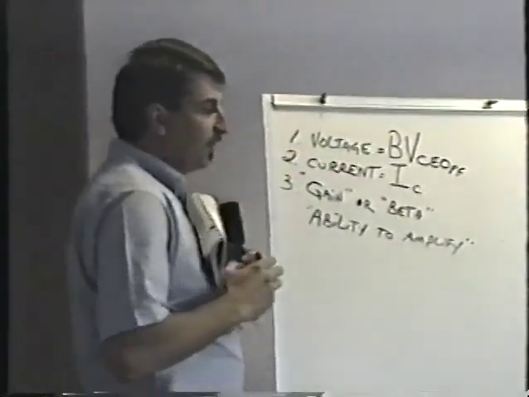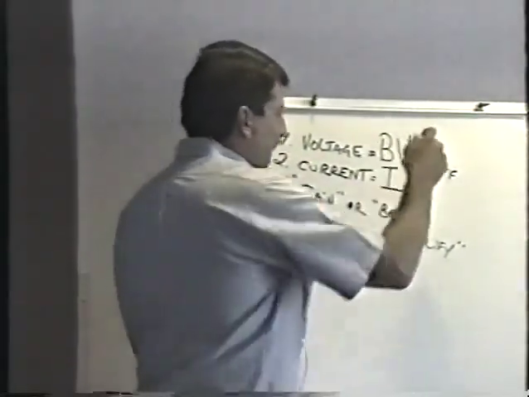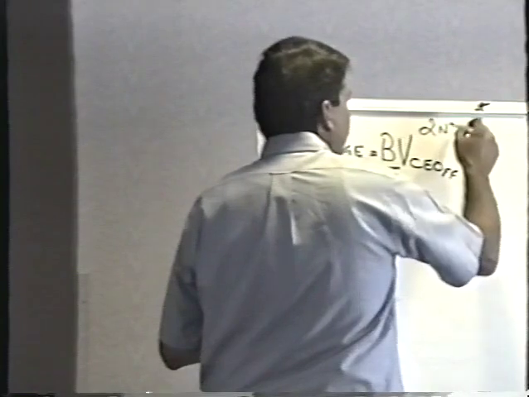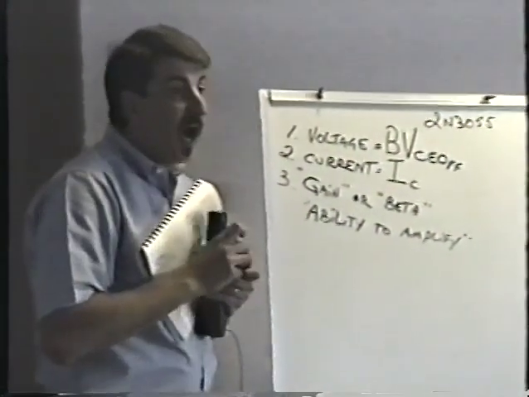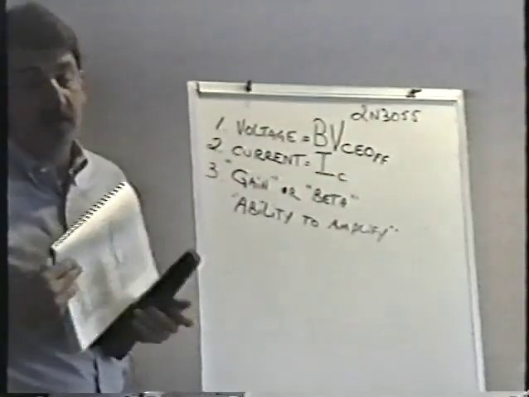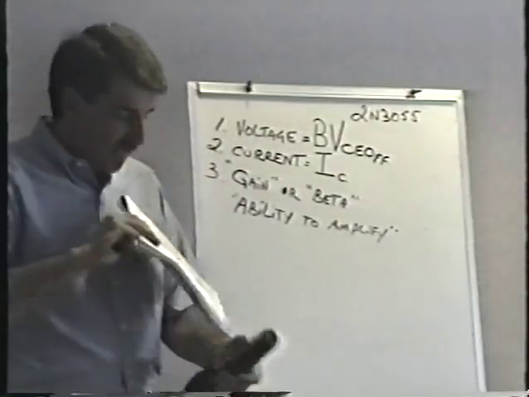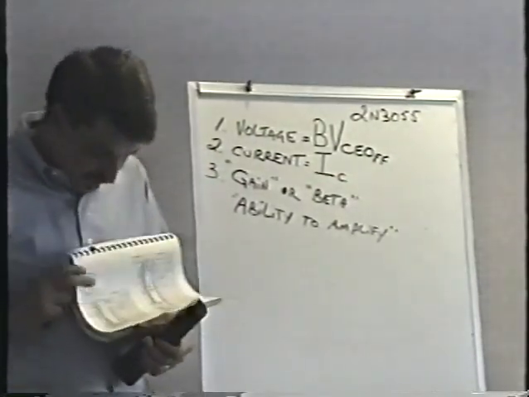The big transistor that I gave you, if you look at the part number on it, it says 2N3055. This is a really common transistor. It's probably one of the most common transistors in the world, actually. So let's look it up on the chart on page R7.